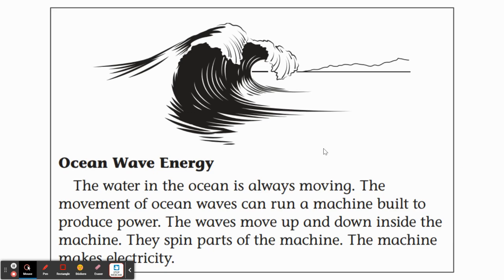Ocean wave energy. The water in the ocean is always moving. The movement of ocean waves can run a machine built to produce power. The waves move up and down inside the machine. They spin parts of the machine. The machine makes energy.